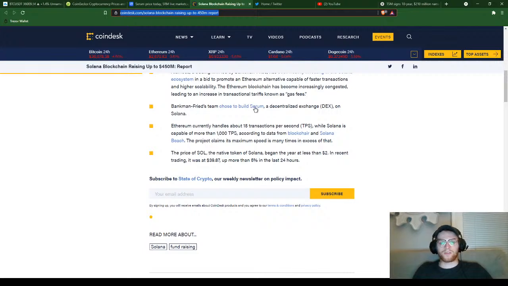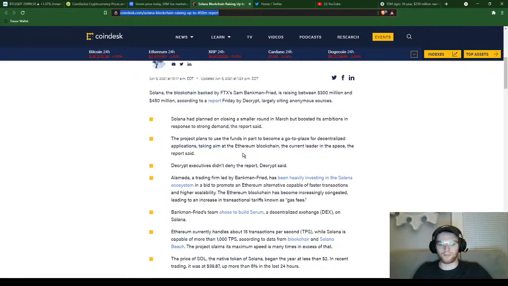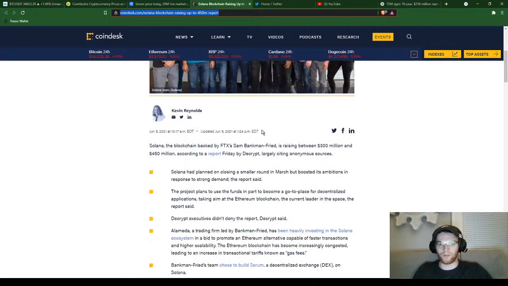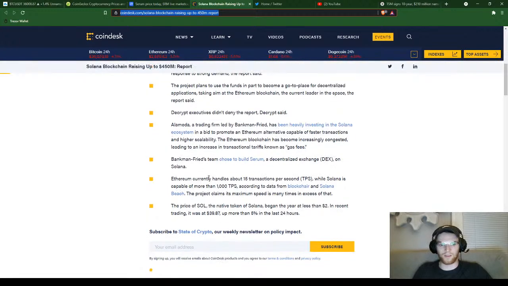Bankman-Fried's team chose to build Serum. So that means Bankman-Fried, who is in FTX, I guess he's an employee or maybe one of the CEOs or something like that, is literally responsible for Serum as a project. So this basically ties FTX to the Solana ecosystem, like they're in bed together, which is pretty massive.